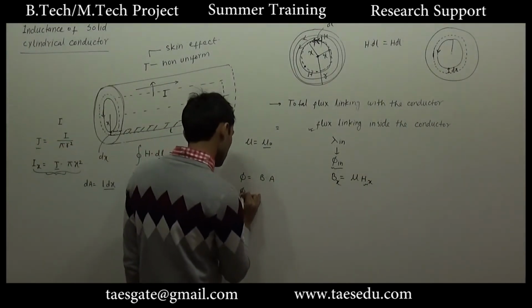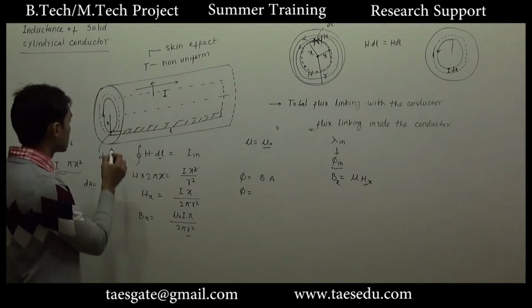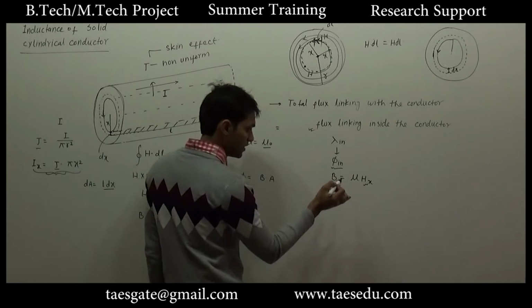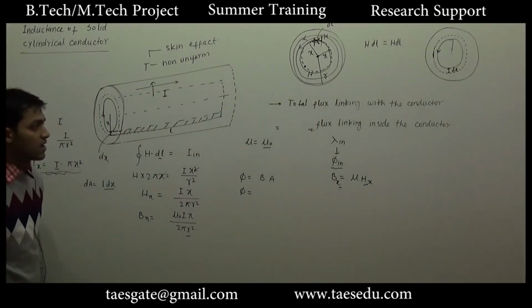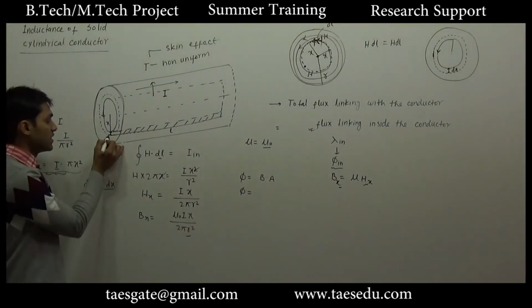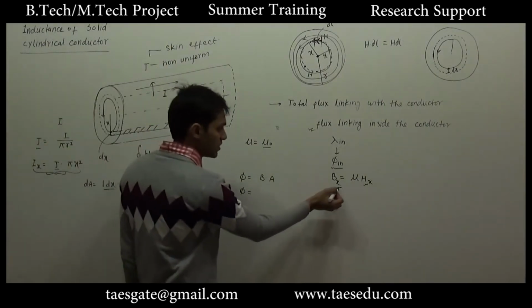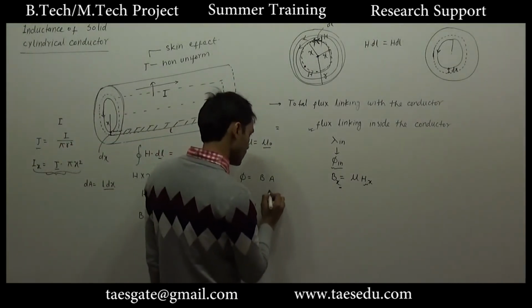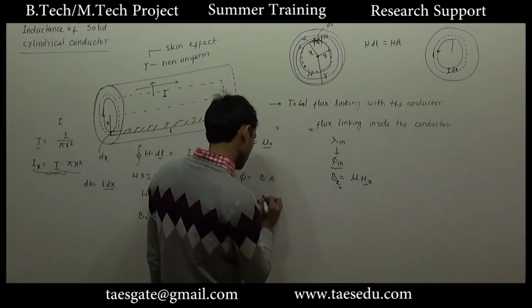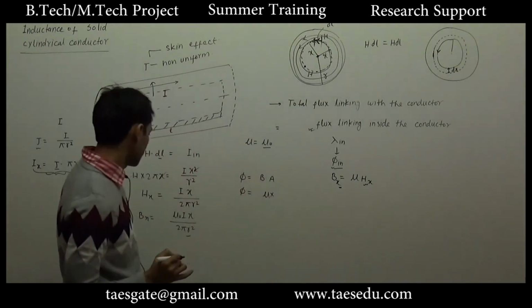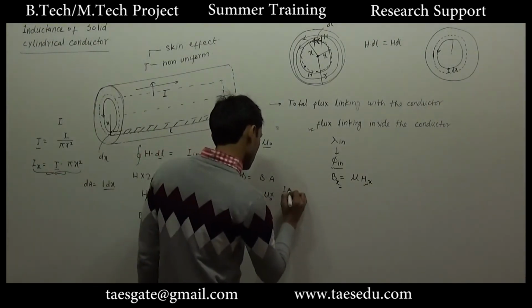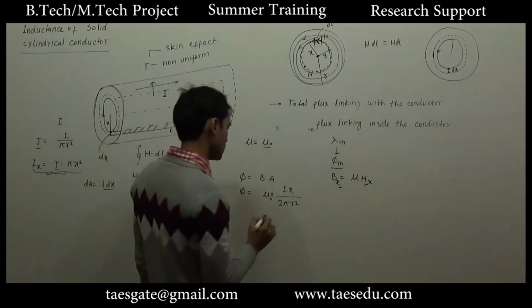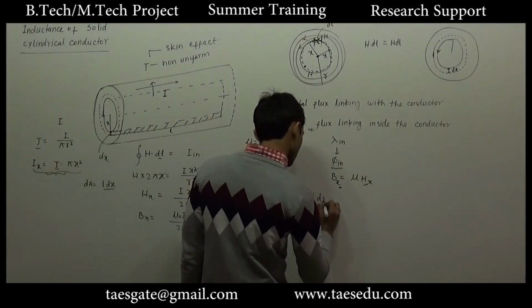So the flux will be, why I have considered elemental length, because the magnetic field intensity is dependent on x, so this is a variable. But for the elemental length, I can consider this Bx to be constant. So flux will be mu into Hx. Mu into Hx is Ix divided by 2 pi r square, into area, which is L into dx.